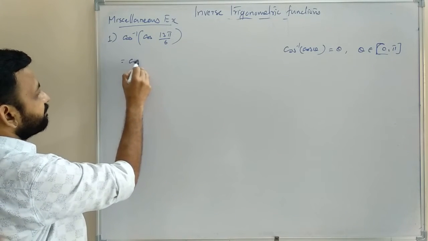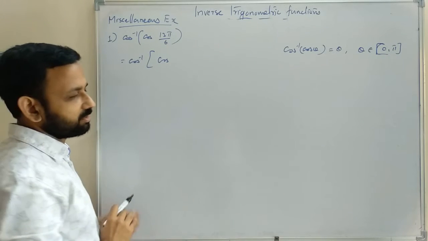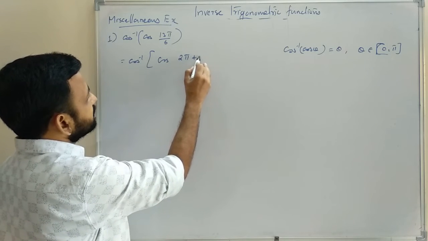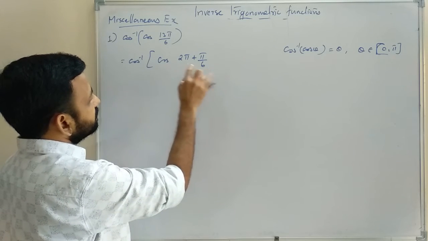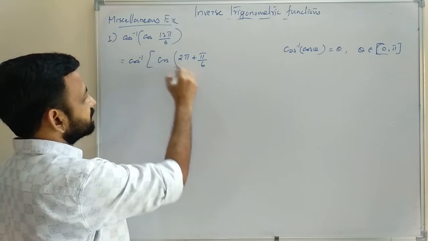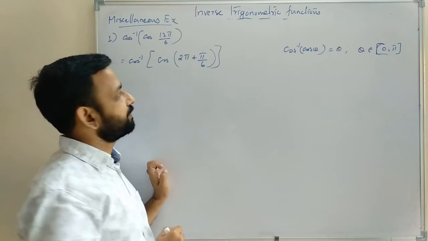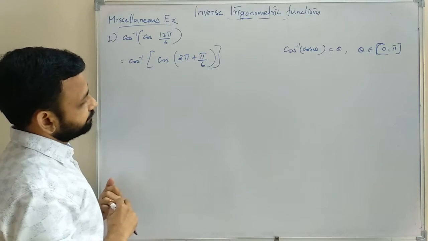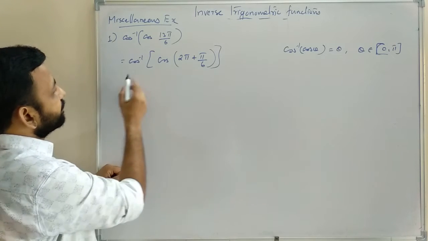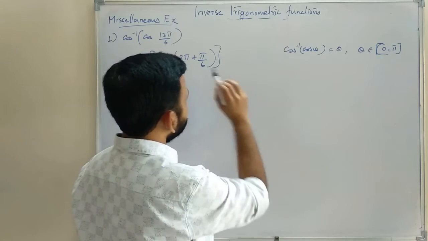So we will write cos inverse cos 13 pi by 6 as cos inverse cos of 2 pi plus pi by 6. When we take the LCM, 12 pi plus pi, that is 13 pi by 6. So that is correct. Cos inverse cos of 2 pi plus pi by 6.